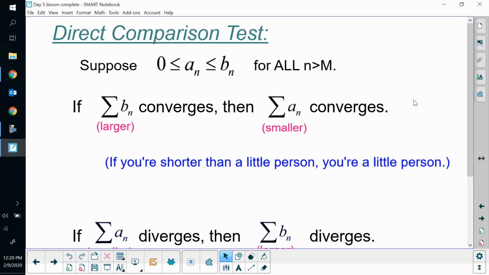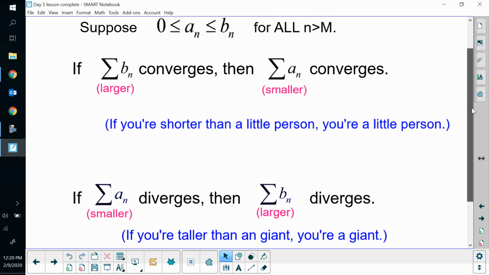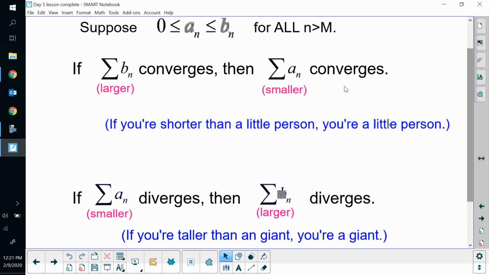So say you have some sequence a of n that is definitely smaller than b of n. If the bigger one converges, the smaller one has to also converge. So if you're shorter than a little person, you're a little person. If you have that, again, that a of n is smaller than b of n, and the smaller one diverges, you know anything bigger diverges. So when something diverges, you know everything larger than it is going to diverge. When something converges, everything smaller than it will converge. I'm going to switch slides.